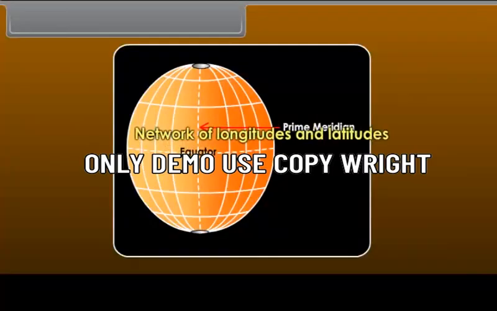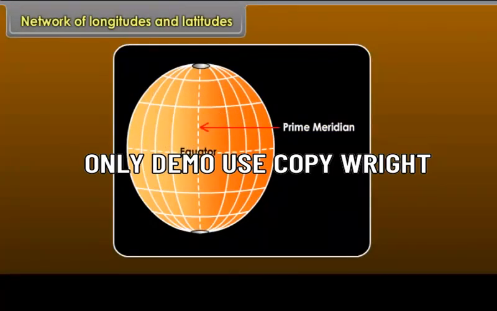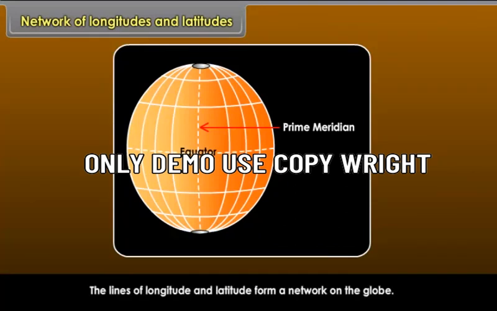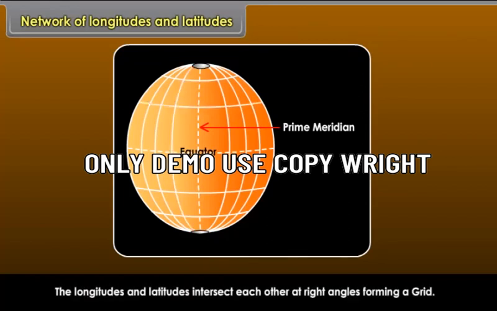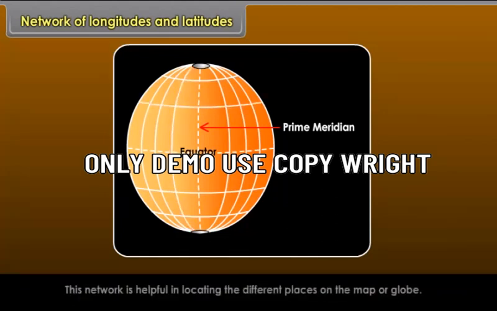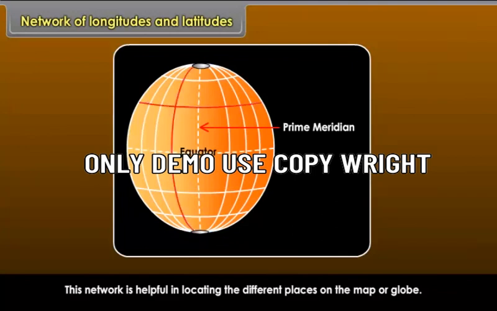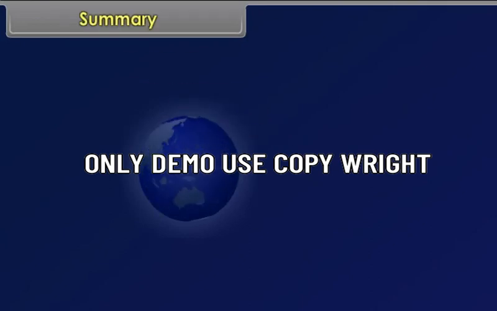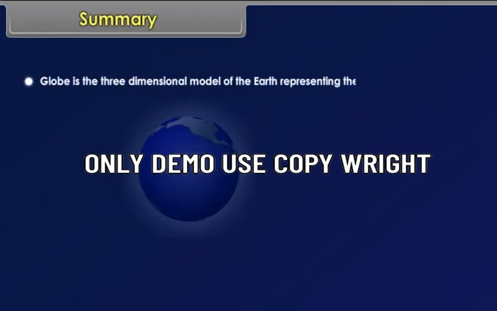Standard time. Standard time is the local time of a particular meridian which is adopted for the whole of the country, and that meridian is called standard meridian. For India, the local time of 82.5 degrees east longitude is known as the standard meridian of India. The local time of this meridian is considered standard time for the whole country.